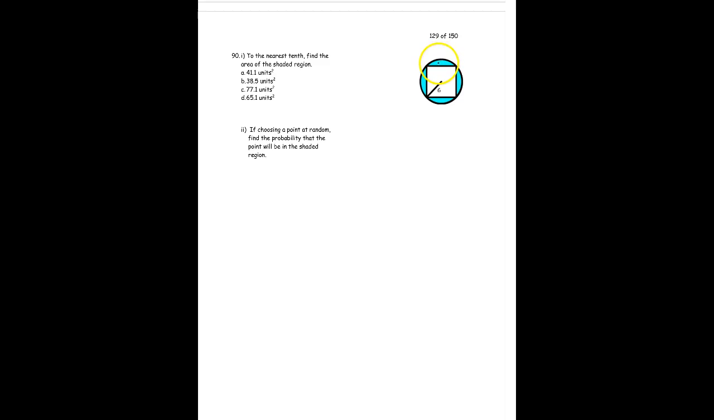So if we're looking here for the area of the shaded region, we have basically a circle with a square taken out of it. So this is going to be one of those big minus little problems again. So the area of the circle is going to be pi r squared, and we're just given the radius here, so that's pretty straightforward. Pi times 6 squared is 36 pi, so that would give us the area of this entire circle. Now we need to find the area of this square.